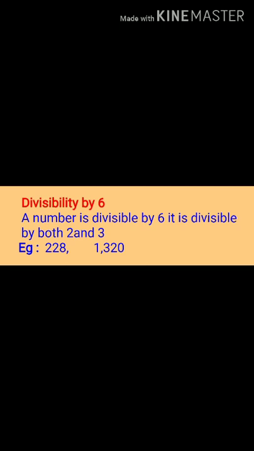So next number, 1320. The ones place is 0. It is even, so it is divisible by 2. Now 3 plus 1, 4, plus 2, 6, plus 0, 6. 6 divided by 3, you will get 2. So it is divisible by 3 also. So 1320 is divisible by 2 and also 3. That is why it is divisible by 6 also.